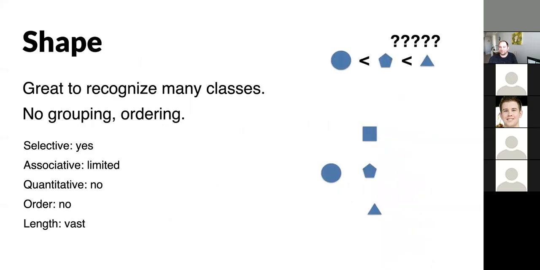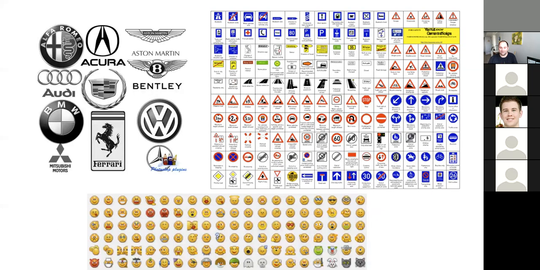Shape is really great to recognize many classes, but it doesn't allow grouping or ordering. So it is selective, it has limited associative properties. It can't be used for quantitative data. It is not ordered, but we have a huge vocabulary. So there are many, many different shapes that we can encode. And some of them are meaningful to us, right? We immediately recognize all of these signs, and these are mostly shapes. We can remember them. There are many of them, but they have to be semantically meaningful so that we can tell them apart easily.